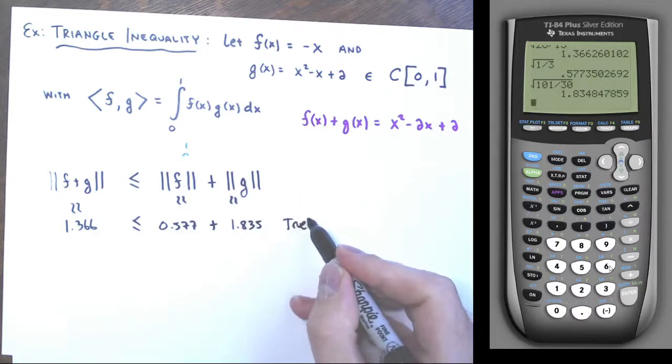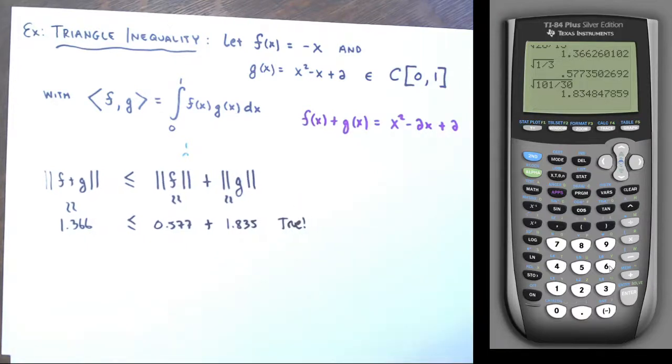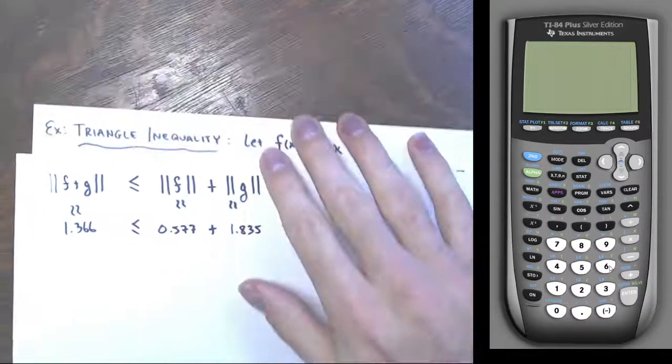This is true, and it should be, right? It should be for any pair of vectors in an inner product space. The triangle inequality should hold for your norm, where the norm again is the square root of an inner product of a vector with itself. Wonderful. All right, so be aware of that definition of norm.